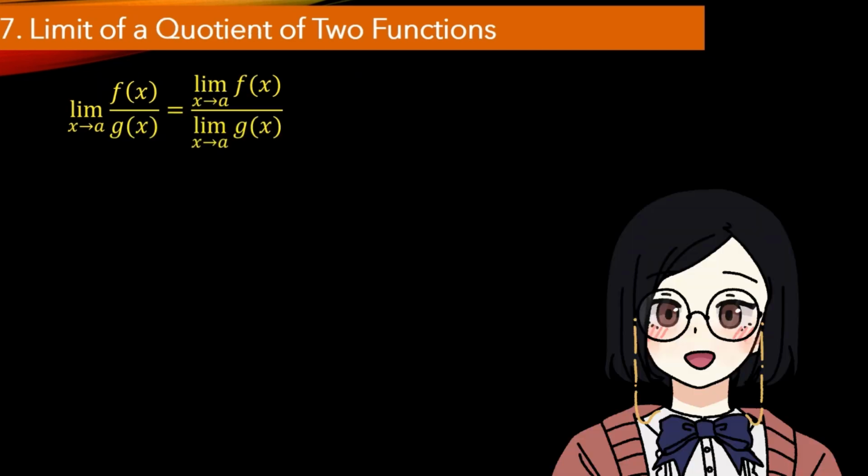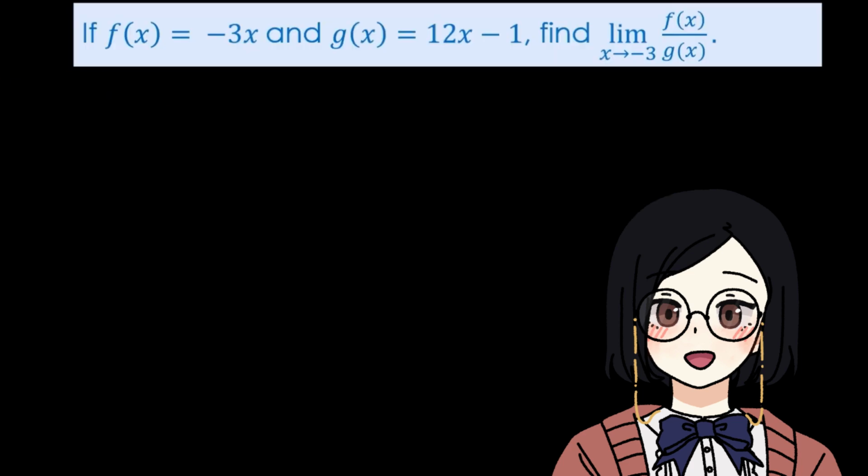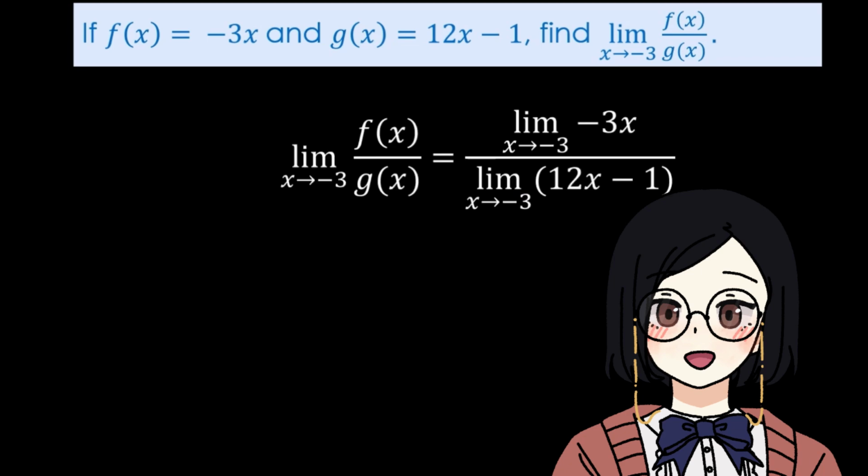Now what if we are asked to get the limit of the quotient of two functions? Let's try this. If f of x equals negative 3x and g of x is equal to 12x minus 1, find the limit of f of x divided by g of x as x approaches negative 3. Applying the rule, we will have the limit of negative 3x as x approaches negative 3 over the limit of 12x minus 1 as x approaches negative 3.